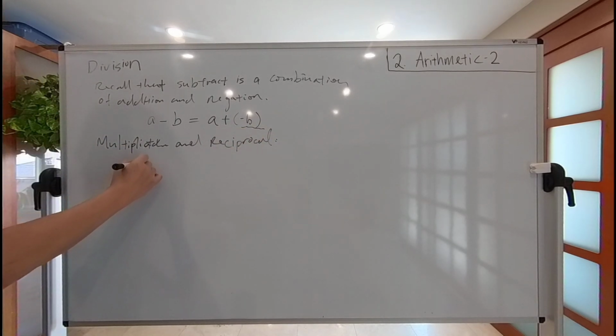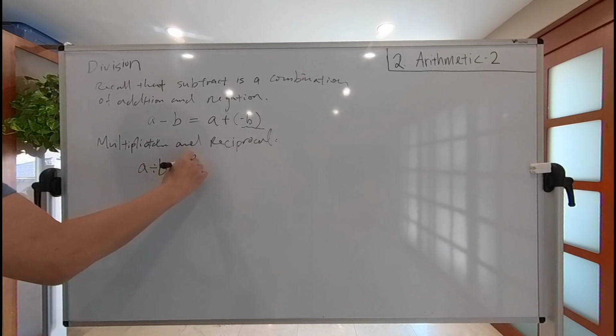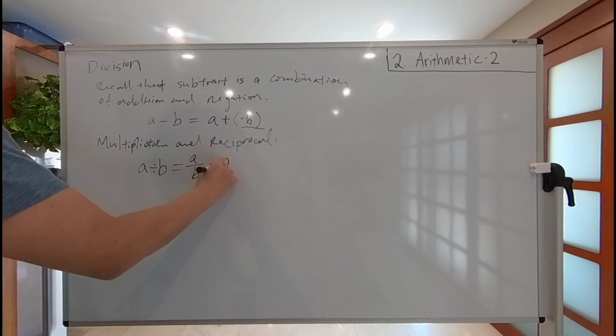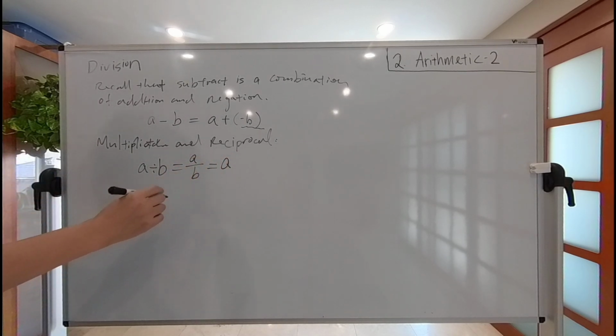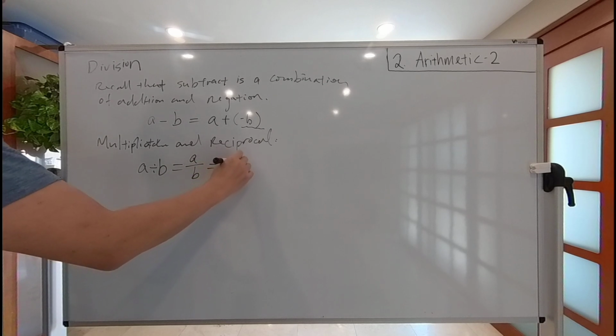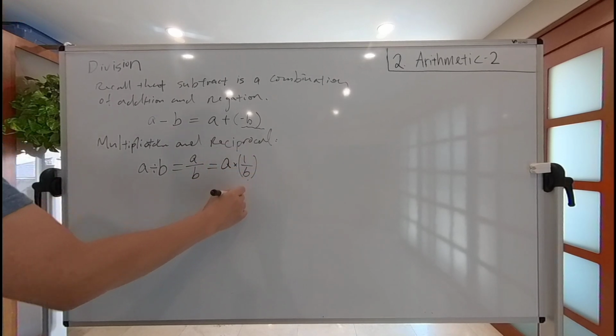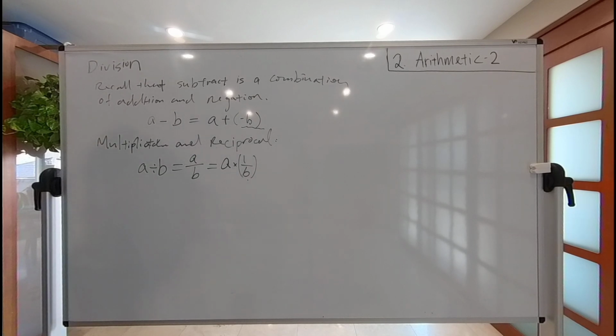the division can be written as a divided by b can be written as either in a fraction form of a over b, or it's actually also can be written in the multiplication form of a times 1 over b, where 1 over b is the reciprocal of b. Right, so this is the relation between division and multiplication.